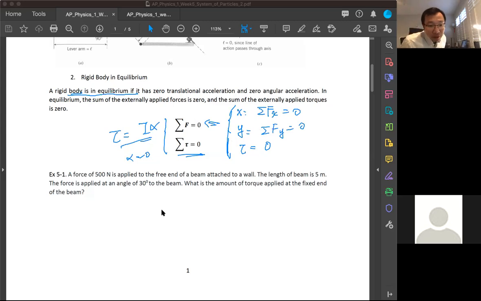First example. I believe it's pretty easy.